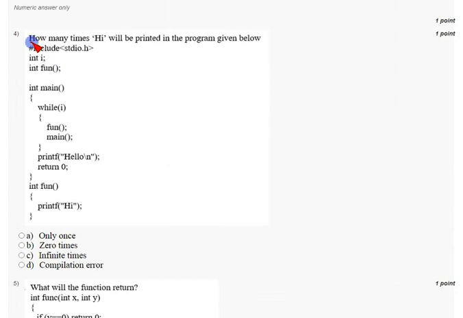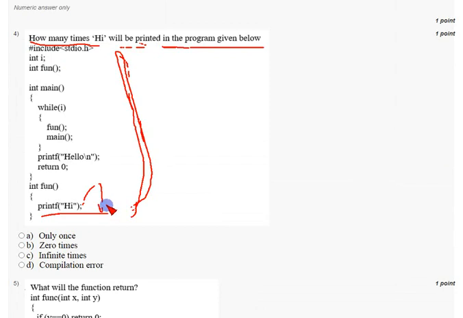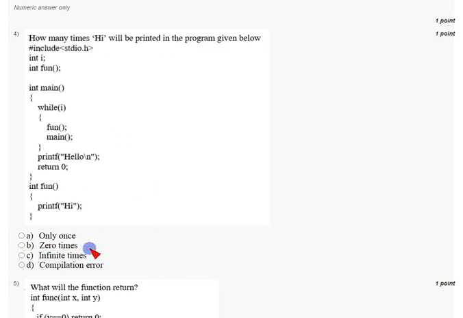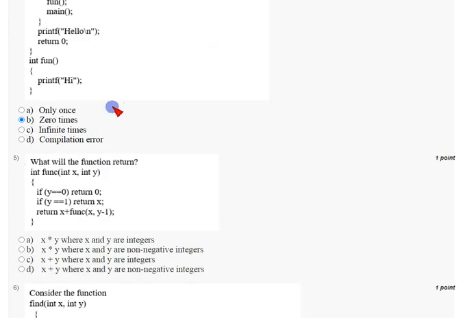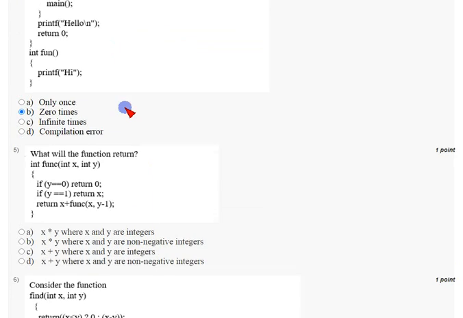And coming to the fourth, how many times will hi be printed in the program given below? This is the code, and they are asking how many times hi is printed. So the answer for this is option B, 0 times. It means not even a single time is printed. So mark option B as the correct answer for the fourth question.